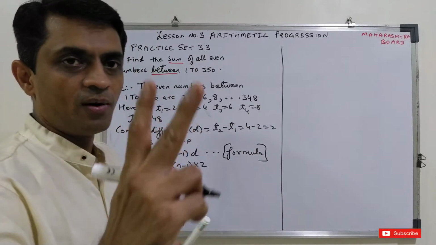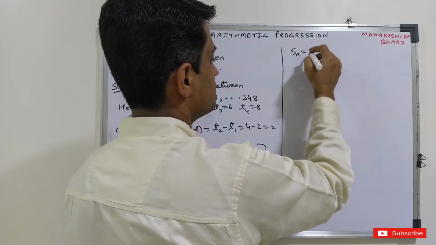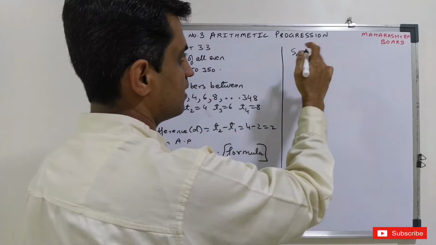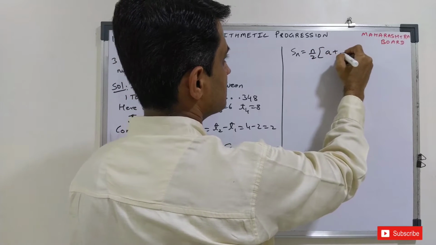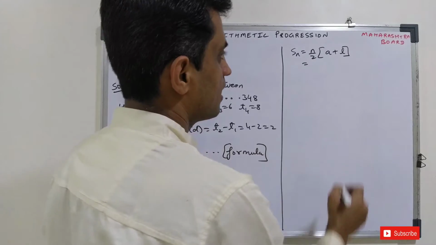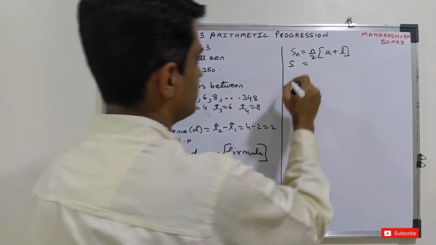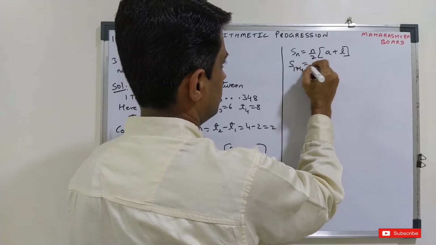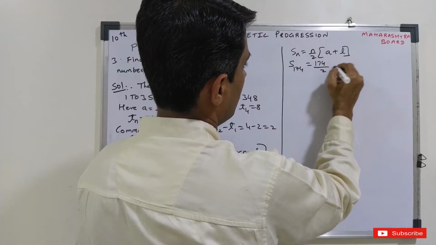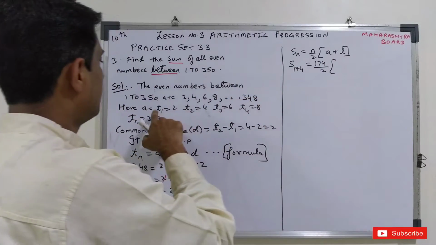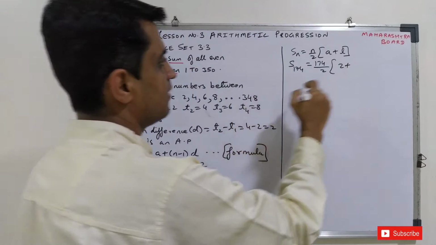Now Sn has two formulas. We will use the second formula. Why? Because we know all the values of the terms here. Sn is equal to n upon 2 into A plus last term. Remember, I gave you the introduction. Now in Sn, instead of n, what will we write? 174. Here 174 upon 2. What is our A? Our A is 2. Plus what is our last term? 348.